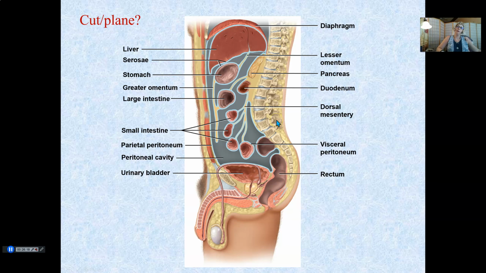Okay, so this should be very intuitive, very easy. It's an equal cut midsection between the left side of the body and the right side of the body. So we look at the body in profile. Whenever you're looking at the body in profile, we are looking at a mid-sagittal or sagittal plane.